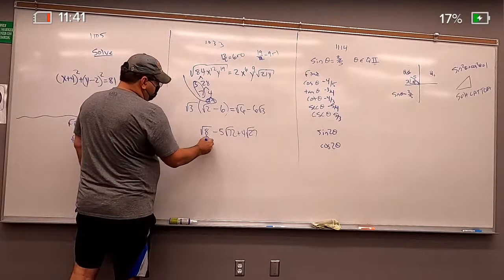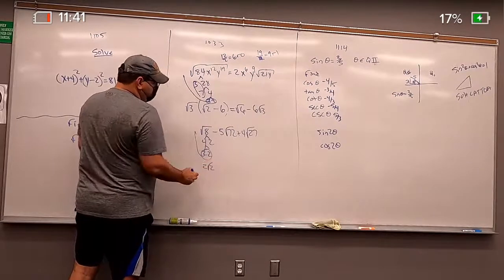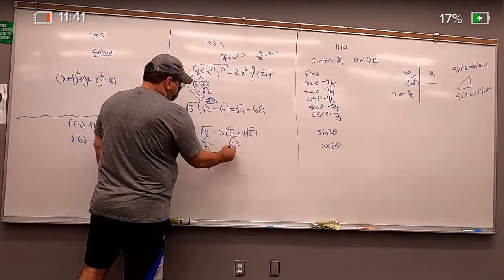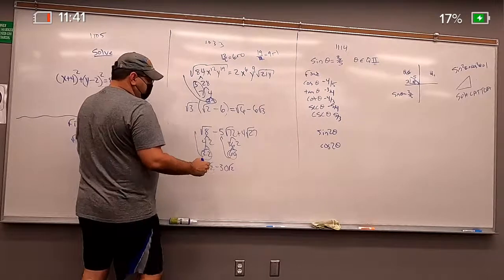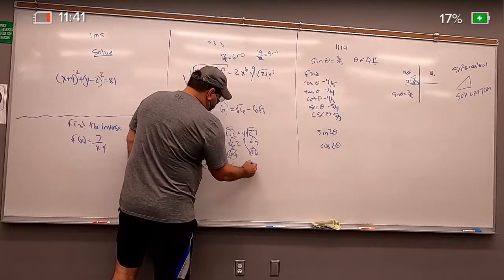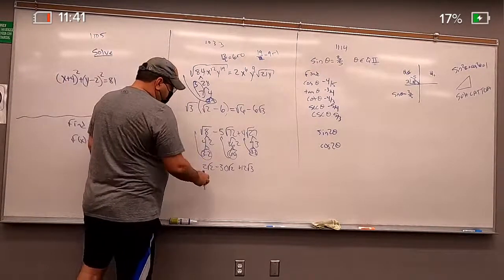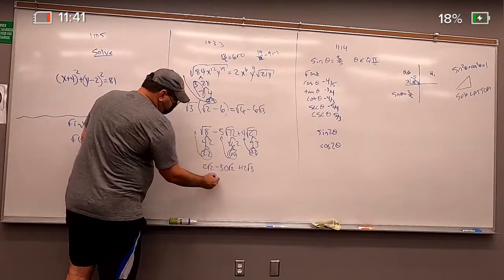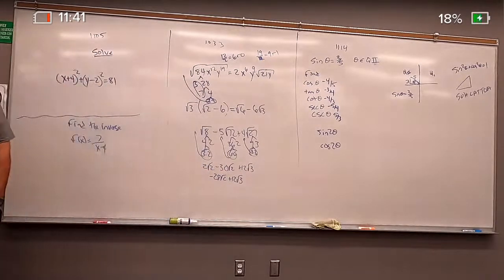All right. 8 is 4 times 2. So this is 2 square root of 2, minus 30 square roots of 2, plus 12 square roots of 3. Do you agree? Okay. So got to combine these two. Got to combine those two. Can't combine the square root of 3 because it's not a like term. Okay? All right.